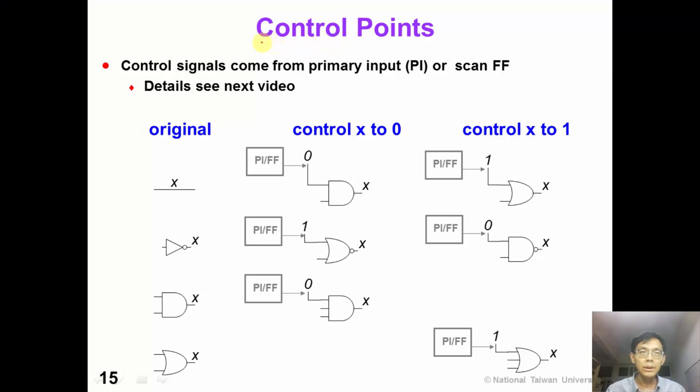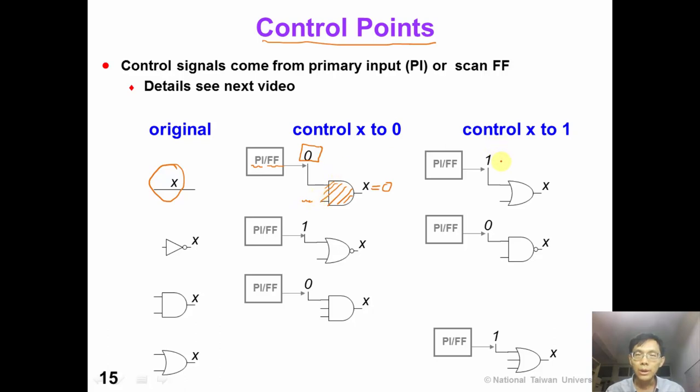This slide shows examples of control points. Suppose the original signal is X. If we want to control the value of X to 0 in test mode, then we insert a DFT AND gate to the circuit. In test mode, we apply a 0 from primary input or a scan flip-flop, so that the signal X is controlled to 0 in test mode, regardless of the original input.